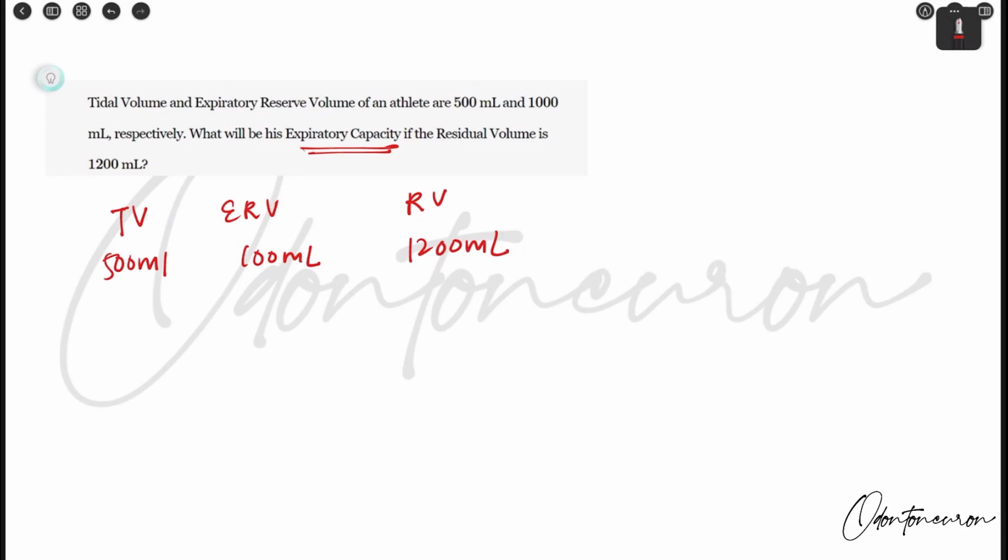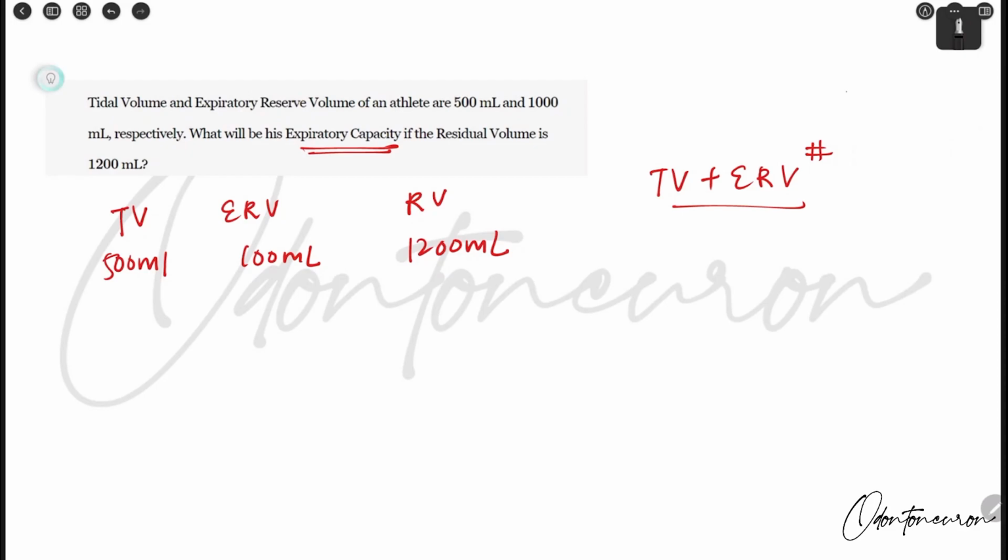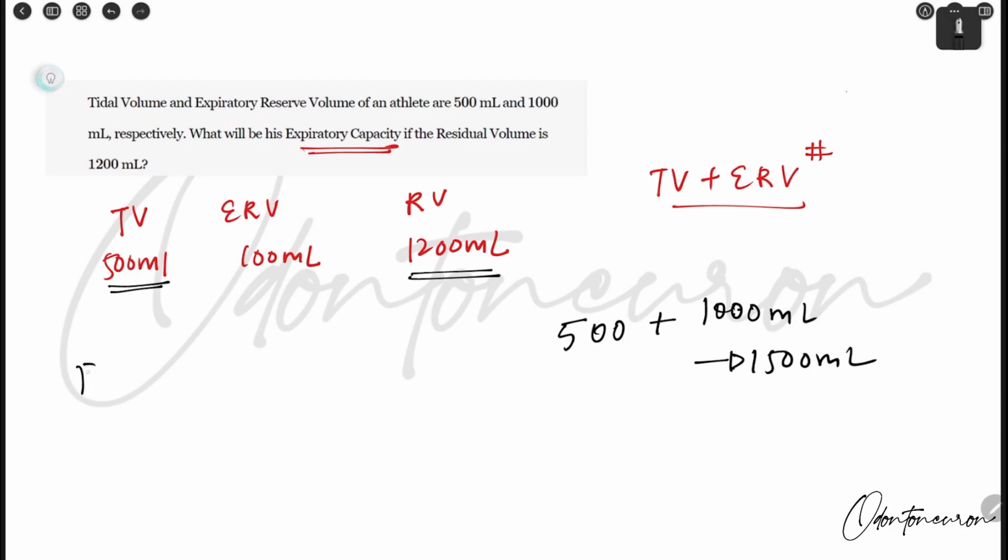The formula for expiratory capacity is your tidal volume plus expiratory reserve volume. So what would it be? It would be around 500, which is tidal volume, plus your expiratory reserve volume, which is around 1000 ml, which is your 1500 ml. Right? Clear?